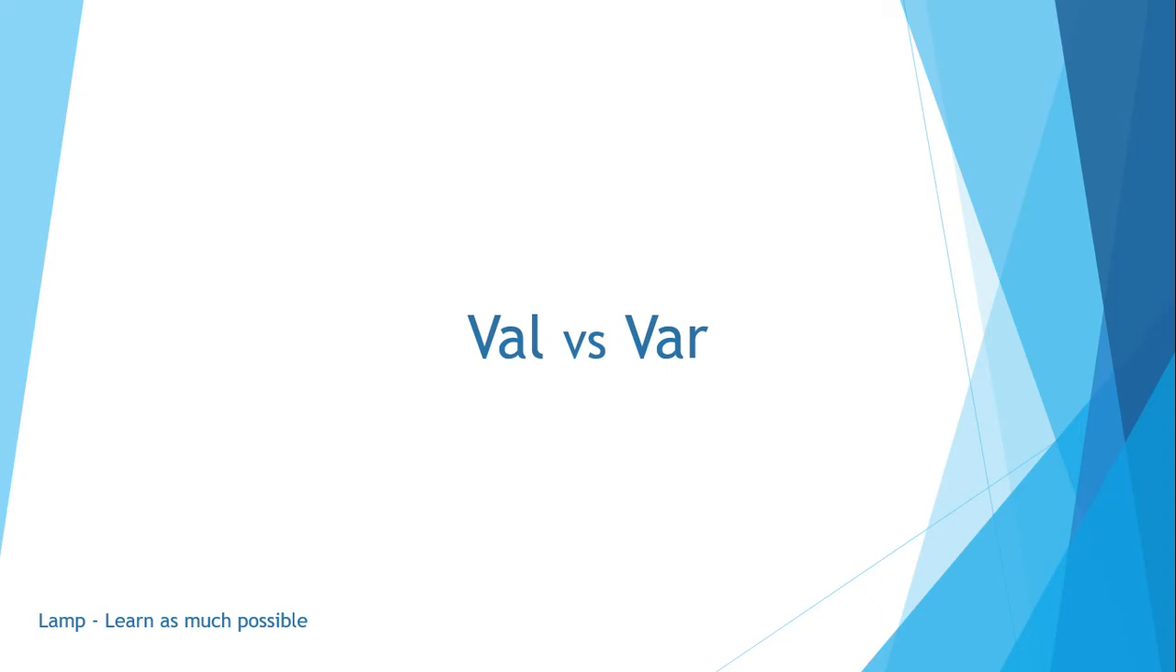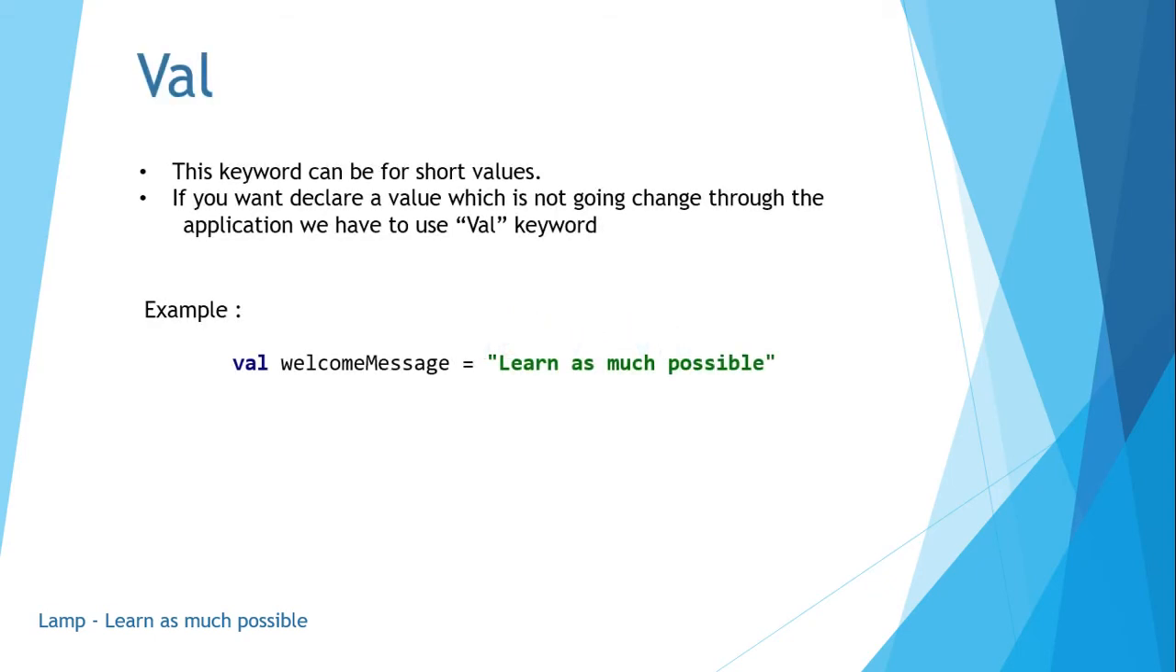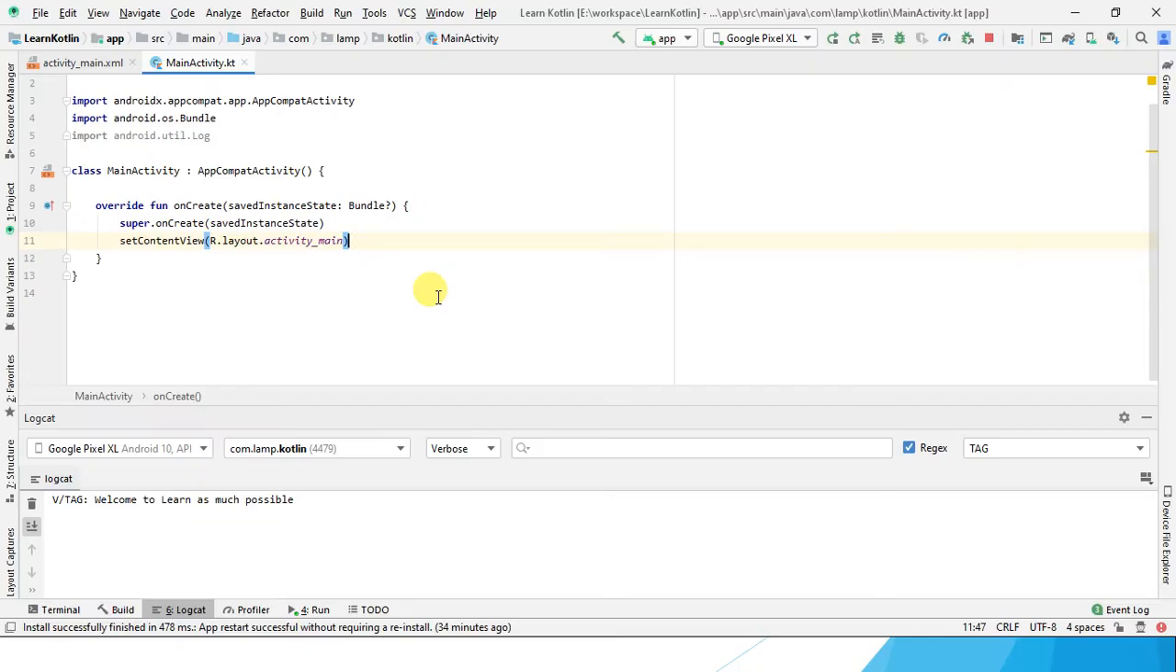Mainly in Kotlin we are going to use val and var. val is the keyword used for short values. If we want to declare a value which is not going to change throughout the application, we have to use val. And here we explain how to declare the val with an example. Let me show you that real-time example in studio.